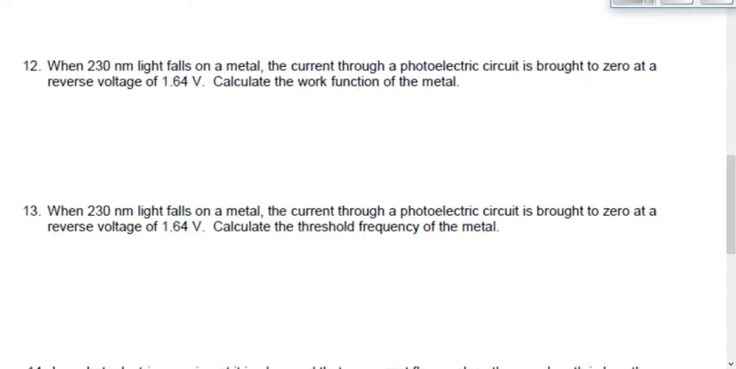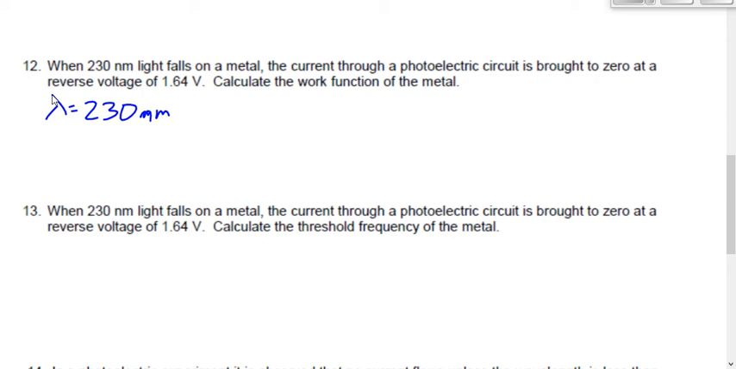And number 12. 12 says when 230 nanometer light, that's the wavelength, right? That's not the threshold wavelength. That's just the wavelength, the type of light that we're shining upon this. Maybe that's above the threshold wavelength, maybe it's below, maybe it's way above, I don't know. When we do this, the current through the photoelectric circuit is brought to 0 at a reverse voltage of 1.64.